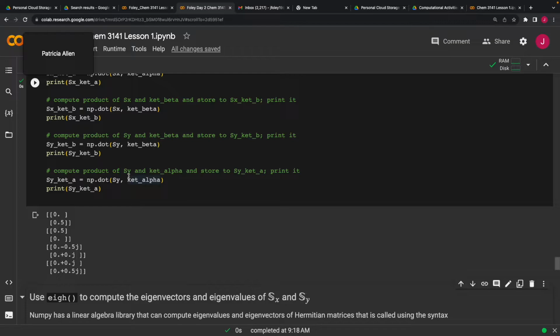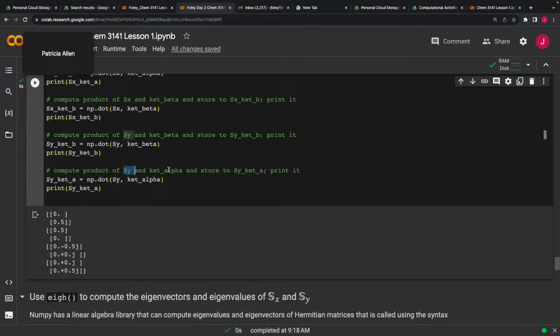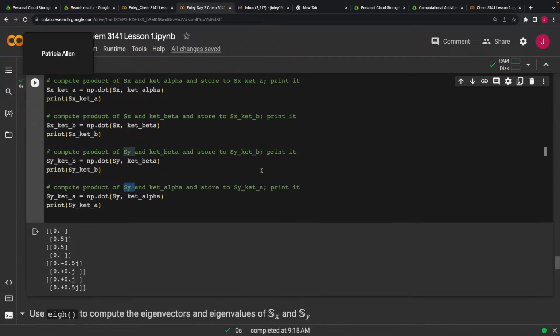What's a typo over here? This should be an A. Yes, that's what I was telling you, but it was a copy paste issue. Just to point out, if you're going through all of these, the product of SY and ket alpha should be SY underscore ket underscore A, not B.